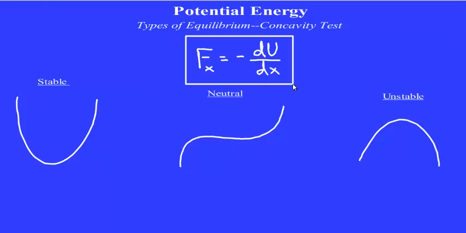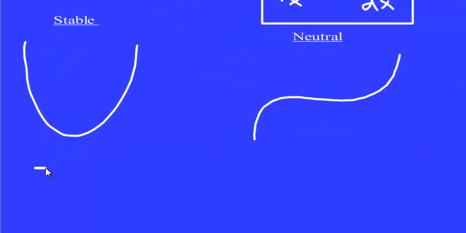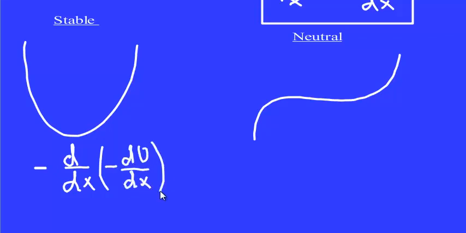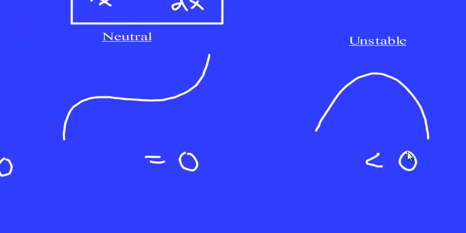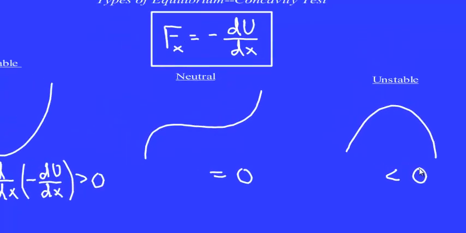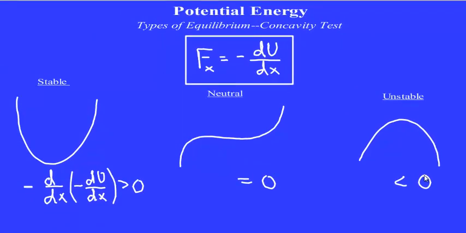Basically, we're going to take the derivative of that function, and the only difference between math class and this class is we're going to take the negative derivative of the function. So you're going to have a stable equilibrium if the negative derivative of the potential energy function, or we're taking the derivative of the force here, is greater than 0. If it equals 0, then you have a neutral equilibrium, and if it's less than 0, then you have unstable equilibrium.